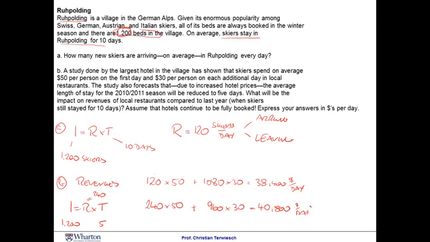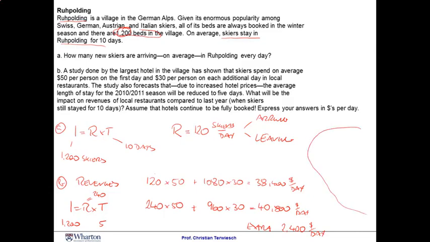So the extra revenue that we're going to get here is an extra $2,400 per day. There's another way that you can see this, by the way.